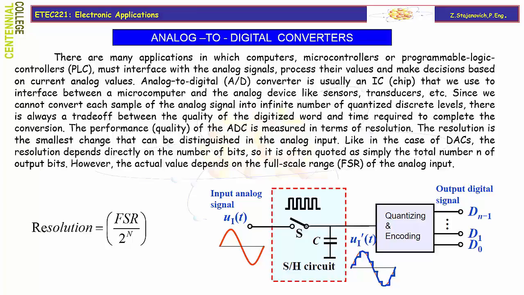Since we cannot convert each sample of the analog signal to infinite number of quantized discrete levels, there is always a trade-off between the quality of the digitized word and time required to complete the conversion. The performance or quality of the analog-digital converter is measured in terms of resolution. The resolution is the smallest change that can be distinguished in the analog input.